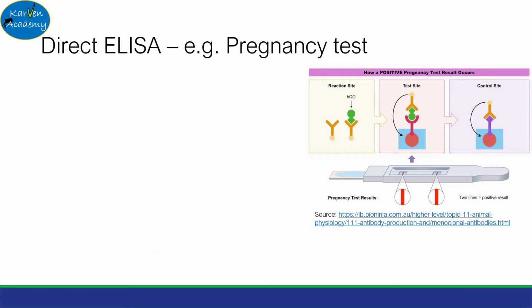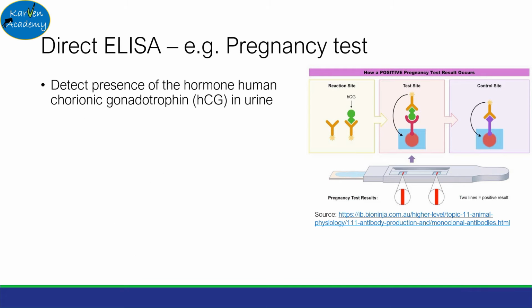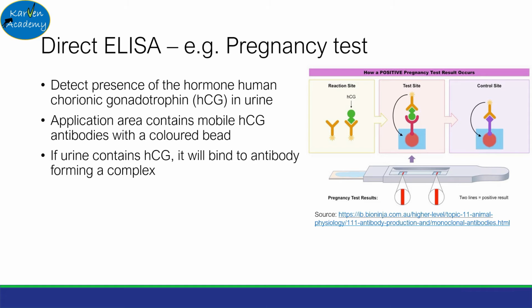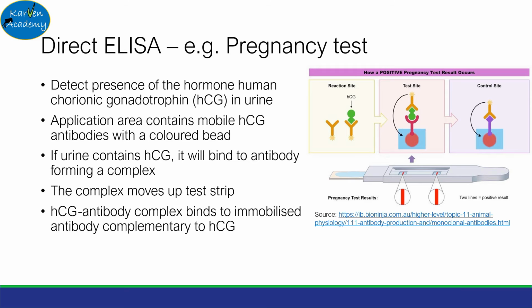Now let's look at the direct ELISA, and here we'll use the example of the pregnancy test. The pregnancy test detects the presence of the hormone human chorionic gonadotrophin, or HCG for short. This hormone is measured in the urine of a woman. The application area is where urine is added, and it contains mobile HCG antibodies with a colored bead. If the urine contains HCG, it will bind to the antibody, forming an antigen-antibody complex. This complex moves up the test strip and binds to the immobilized antibody complementary to the HCG hormone.